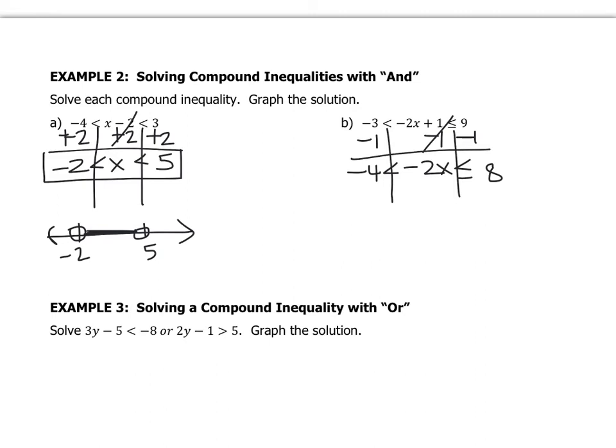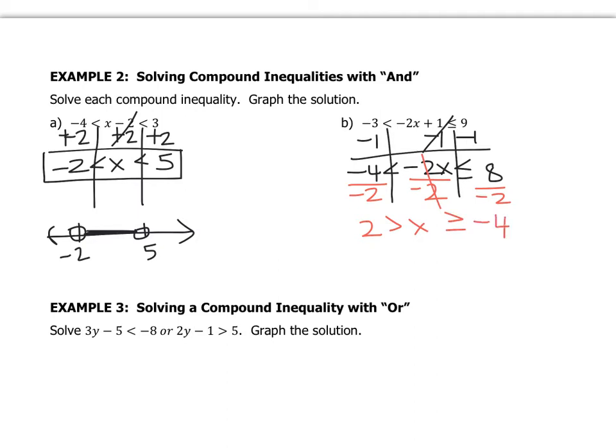Now, be careful. I'm going to divide by negative 2, and what do you have to do when you divide by a negative number? You have to flip the direction of the symbol. So I get 2 is greater than x, which is greater than or equal to negative 4.